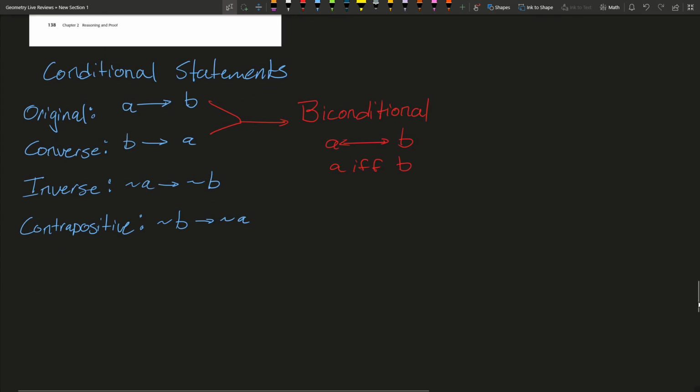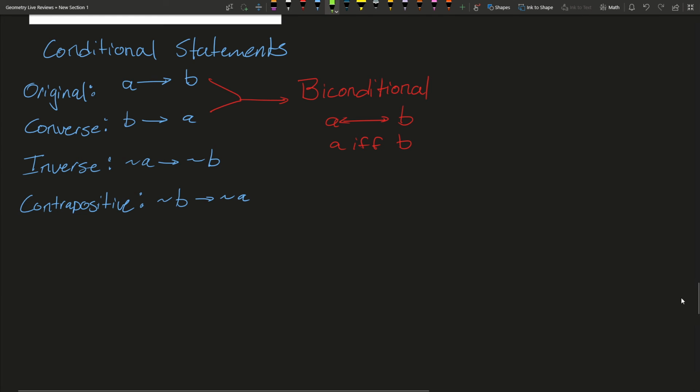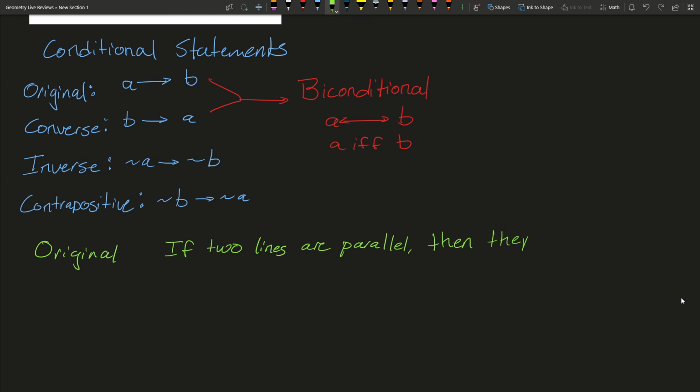So, for example, and this is one I'm just going to make up. If our original statement says if two lines are parallel, then they don't touch, or then they don't intersect. The converse of that would be if two lines don't intersect, then they are parallel.